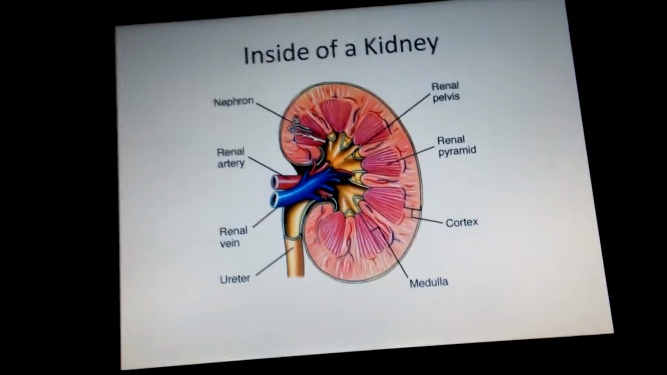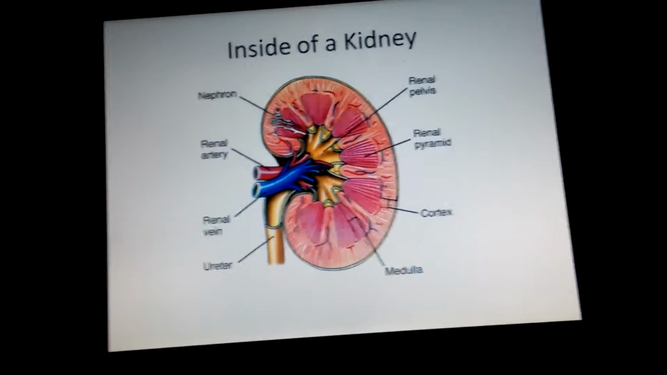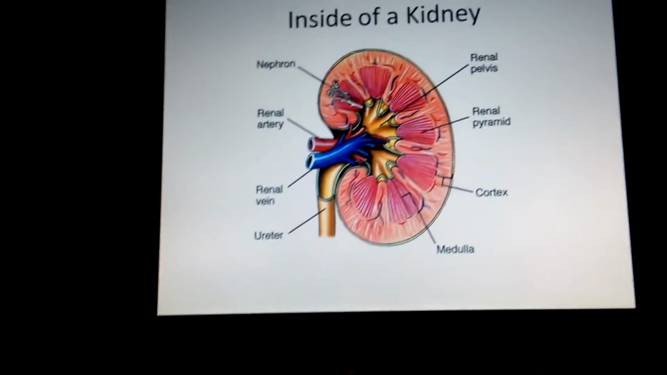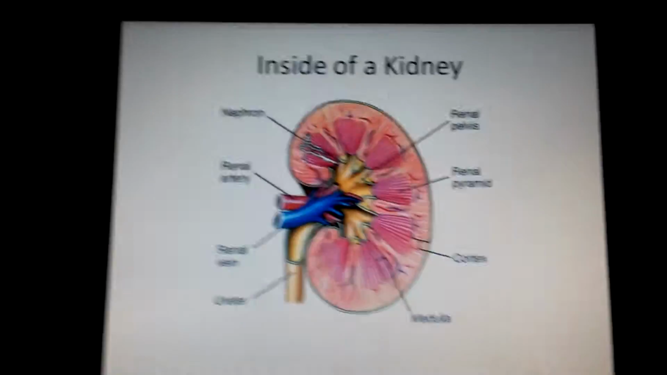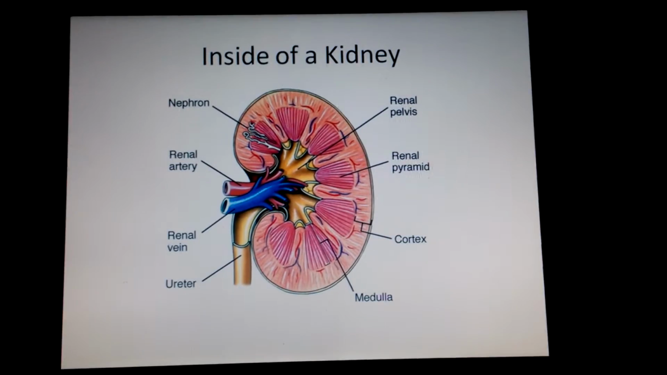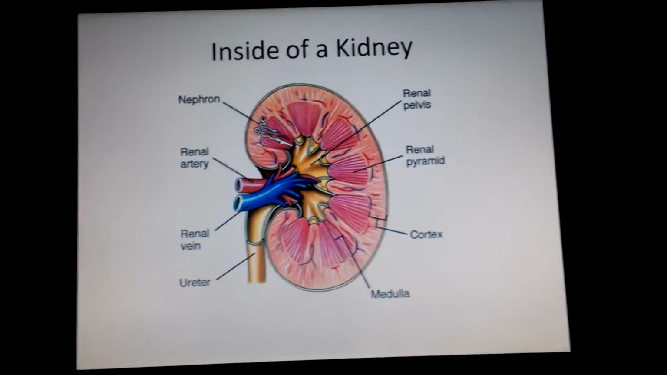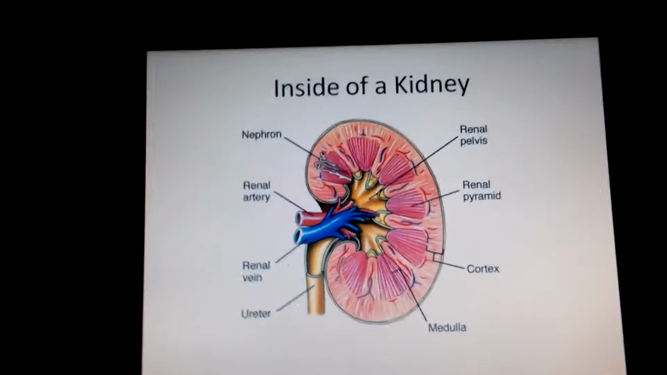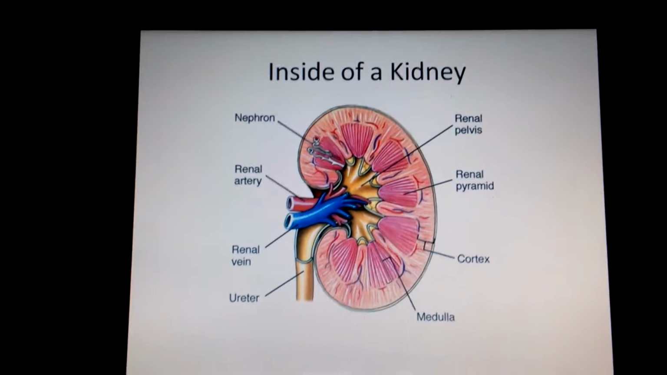Renal vein, impure blood from the kidney. The renal cortex is where several of the tubules merge and form connecting ducts. The ureters carry urine from the kidneys to the bladder. The renal artery supplies blood to the kidney.